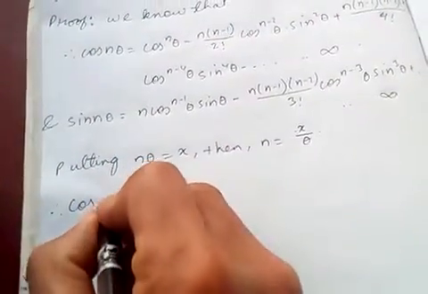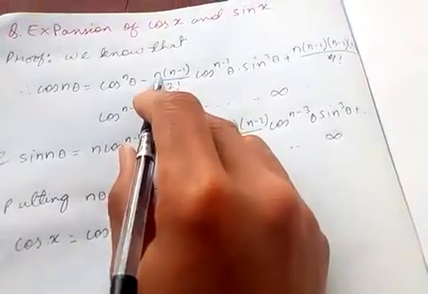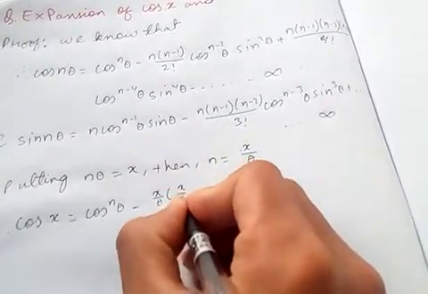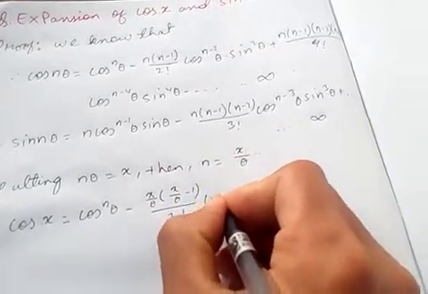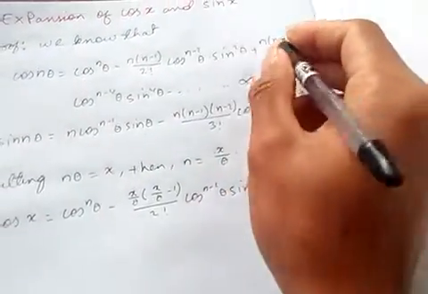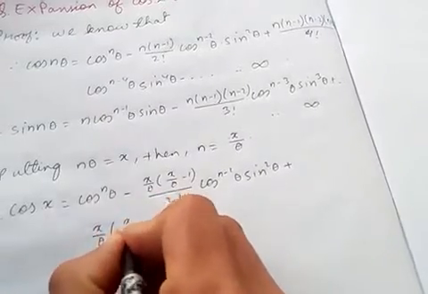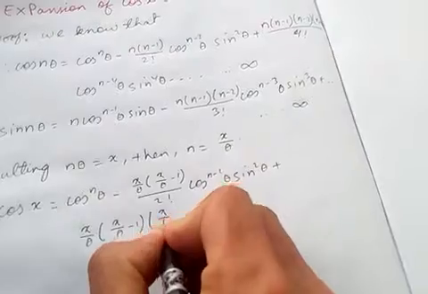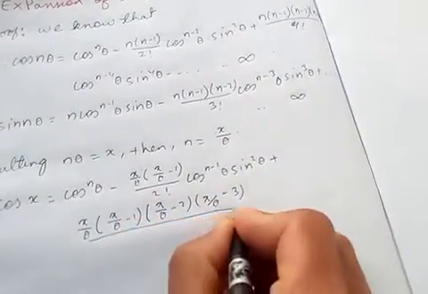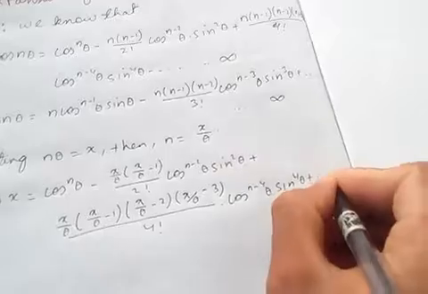so cos of x is equal to cos to the power n theta minus, in place of this n we will put x by theta, so it is x upon theta minus 1 by 2 factorial cos to the power n minus 2 theta sin square theta plus, here also in place of n we will put x by theta, so it will be x upon theta minus 1, x upon theta minus 2, x upon theta minus 3 by 4 factorial into cos to the power n minus 4 theta sin 4 theta plus and so on.